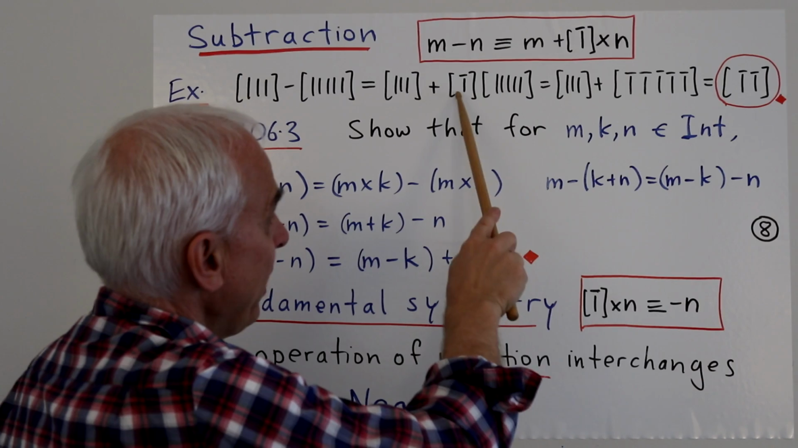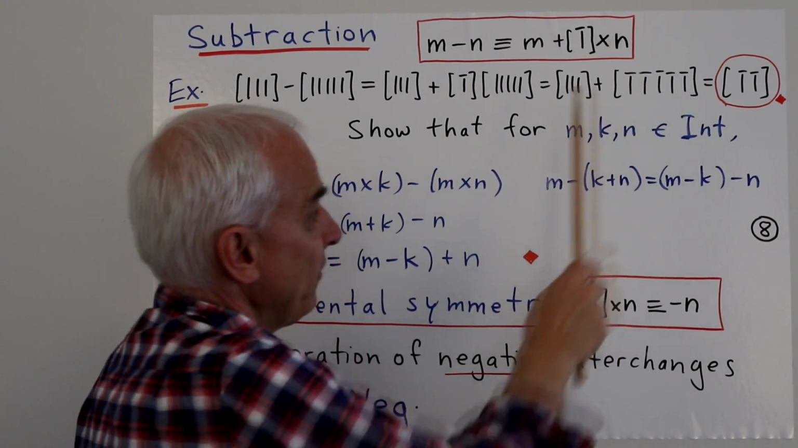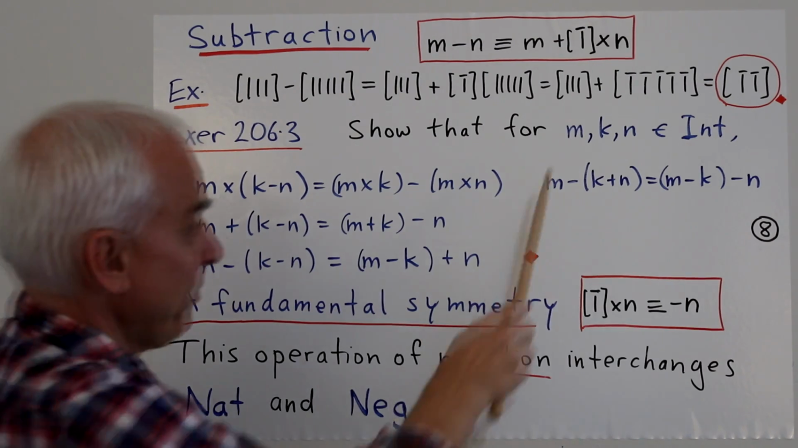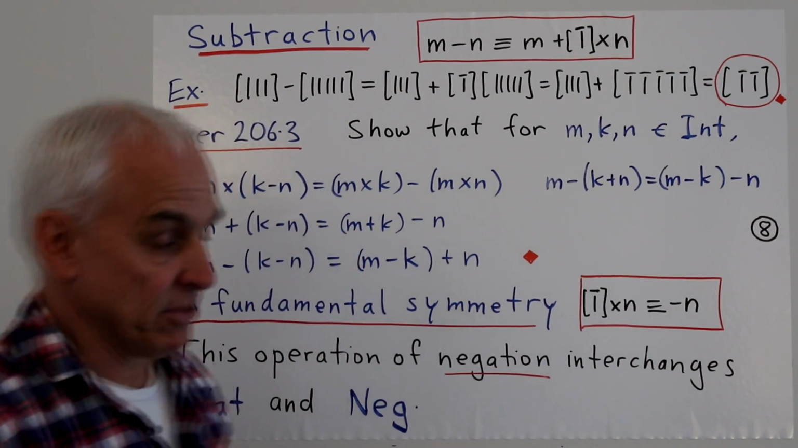There's our 3. We know how to multiply this m set with this m set. We get the m set of 5 anti-marks. And then when we add these two, we just get anti-mark, anti-mark. In other words, minus 2.